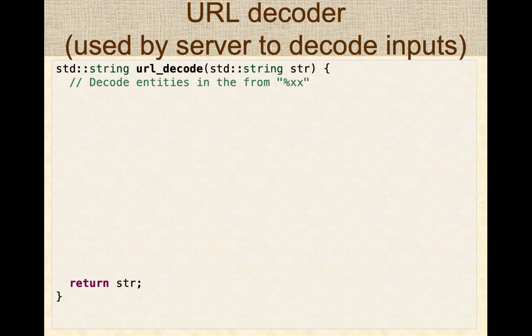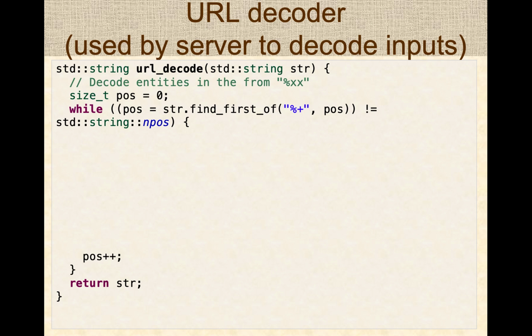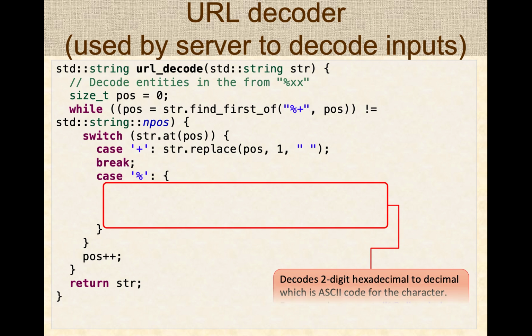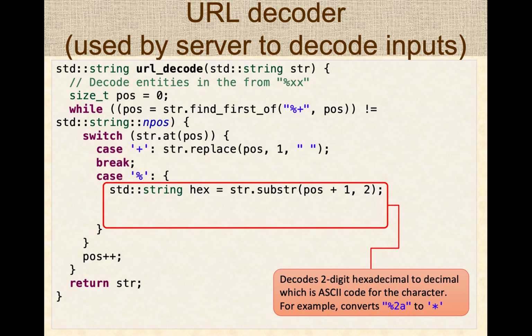So typically, given an encoded string, we will scan the string for these special characters, either starting with a + sign or a % sign. We keep processing this string as long as there is a % sign or a + sign. Depending on the character, if it is a plus, we simply change that one character to a space. Otherwise, what we need to do is to take two hexadecimal digits and convert them to a character. So for example, if the encoding is %2a, we need to convert it to a star. And that's what we do here.